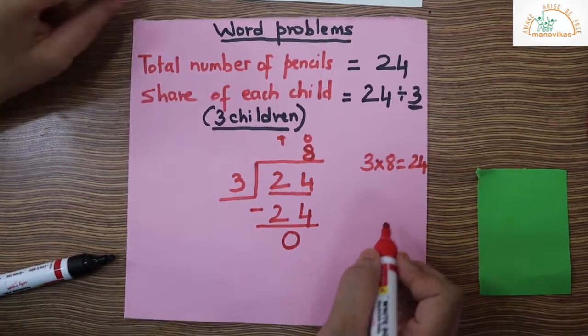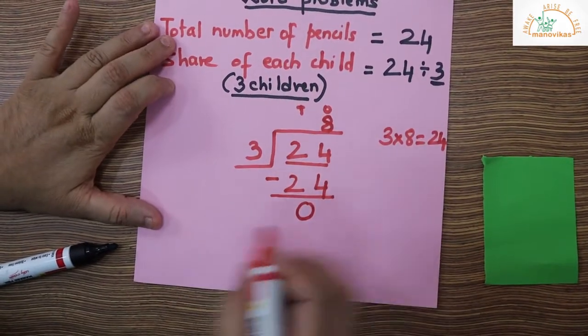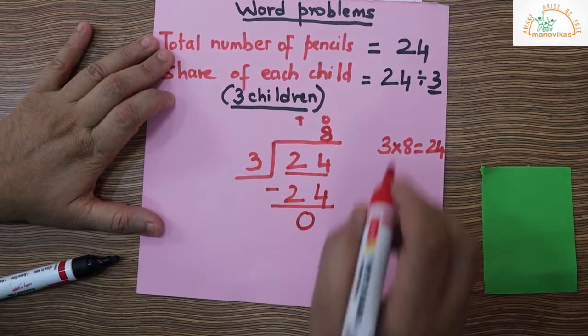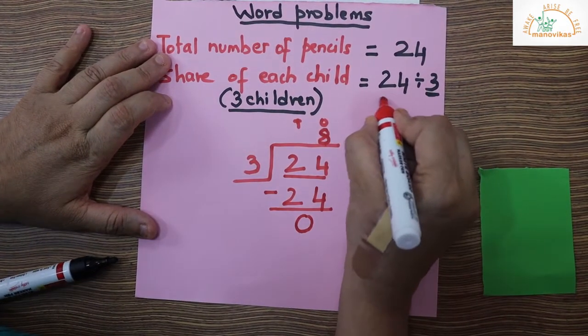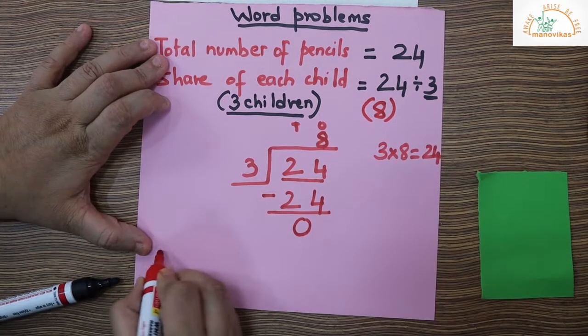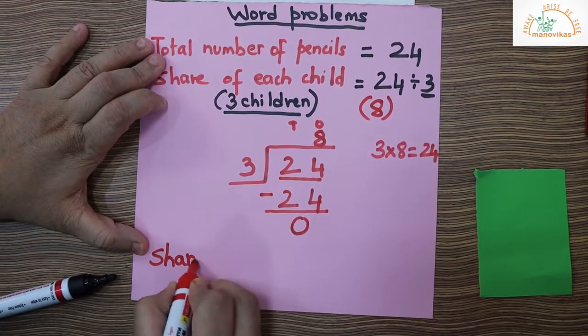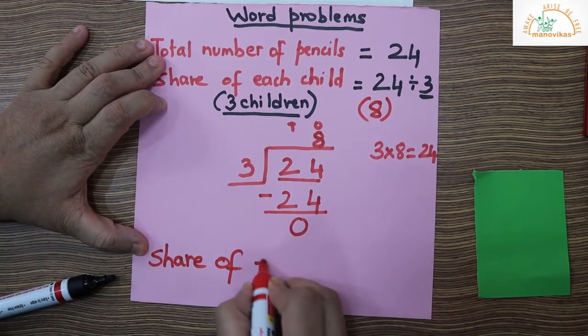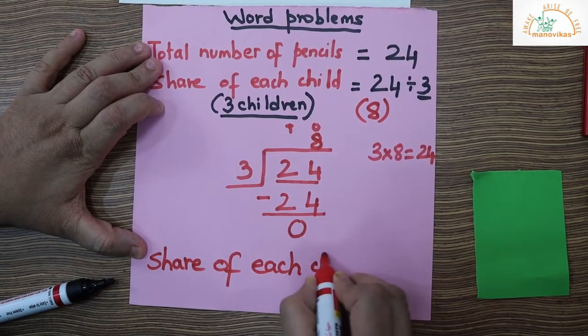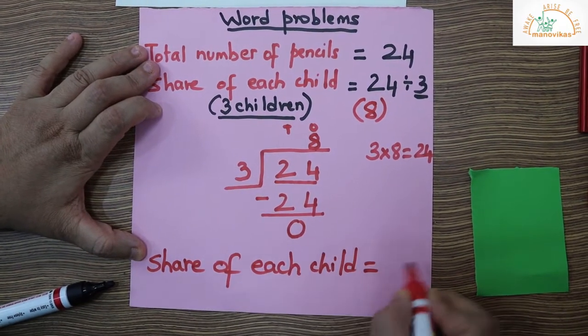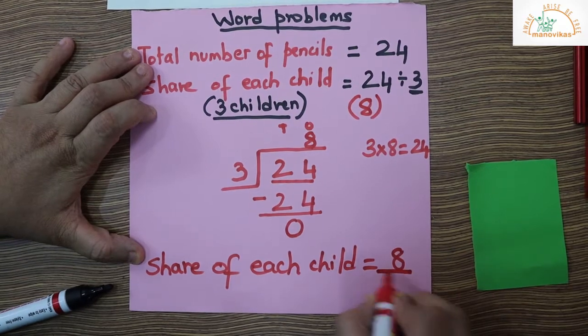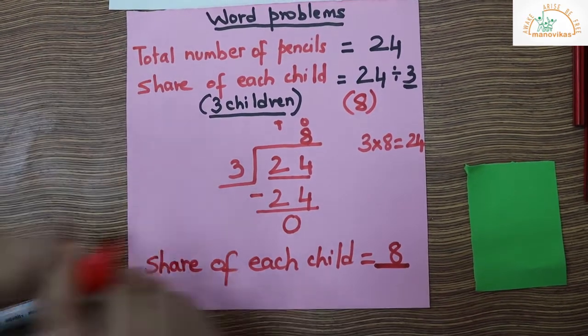So now each child will get how many pencils? 8. The share of each child is how much? How much did you get now? 8. So each child will get 8 pencils.